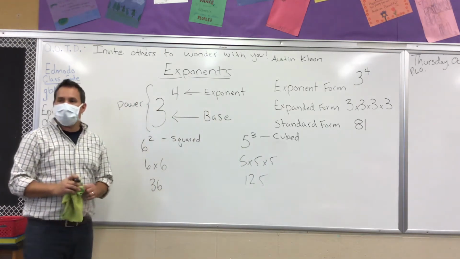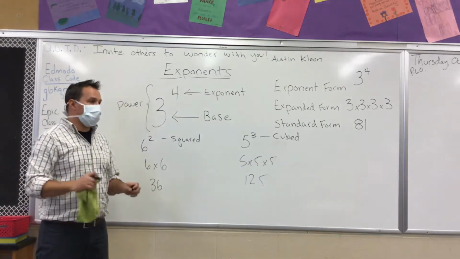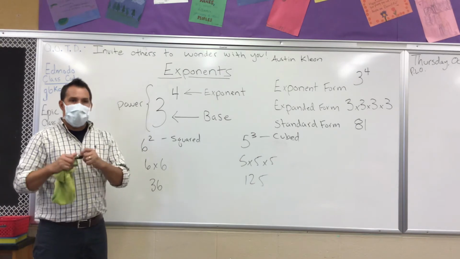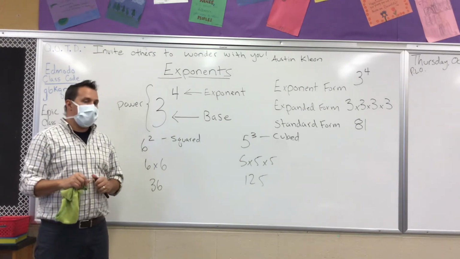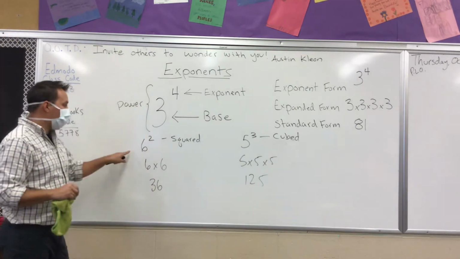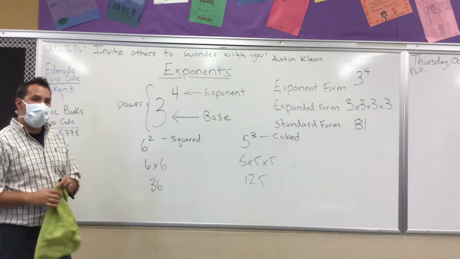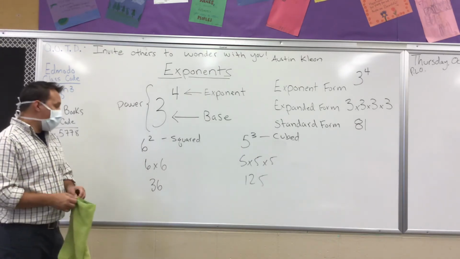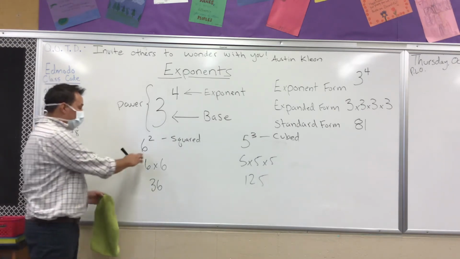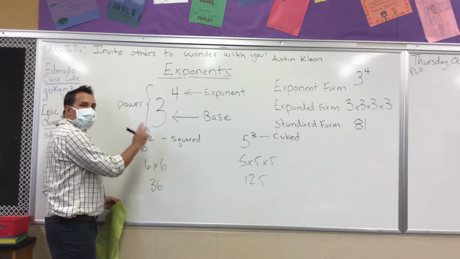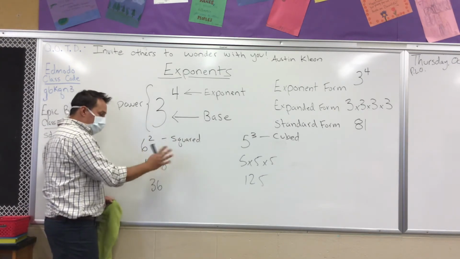Does that make sense to anyone? Yes. Does anyone have any questions? Yep. So for the 6 one, so we do 6 times 6 and then times that by 6? No. It's just 6 times 6. It's just 6 squared. It's just 2 6s. 6 times 6, and that's the answer.